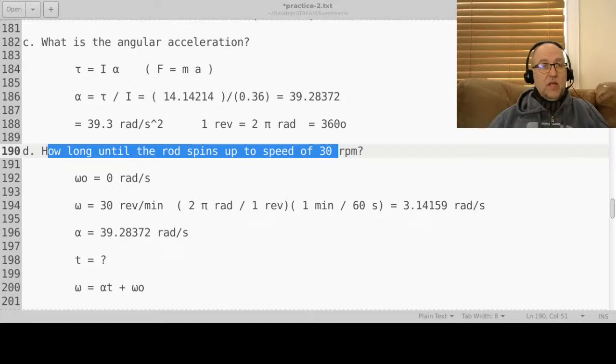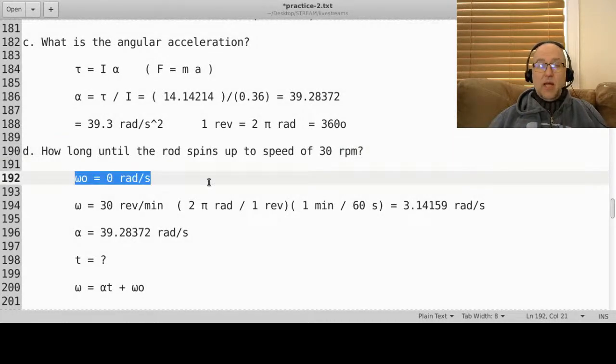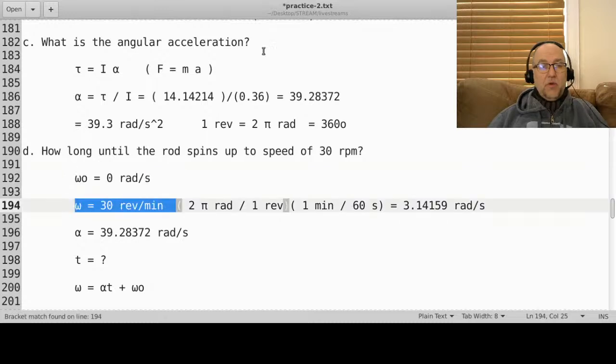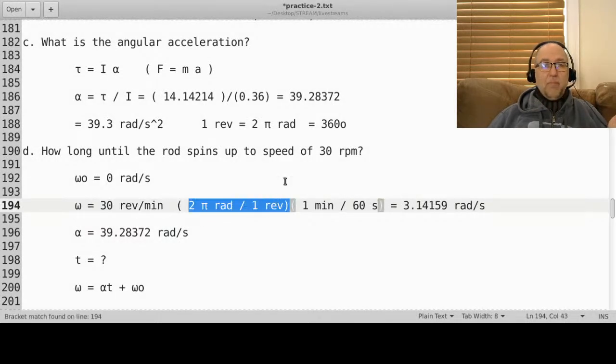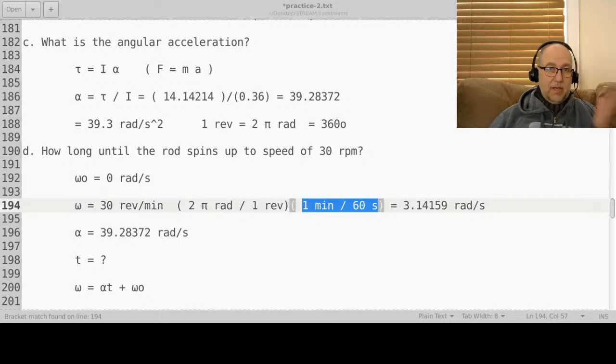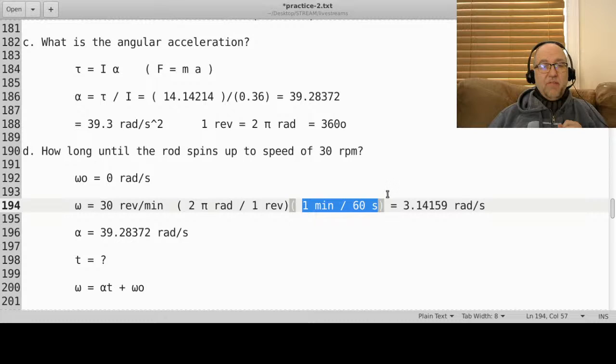Well, it starts at rest, so the initial angular velocity is 0. It spins up to 30 revolutions per minute. But we have to convert that to radians per second. To get rid of the revolutions, you multiply by 2 pi radians divided by 1 revolution. That eliminates revolutions and gives you 2 pi radians, and to get rid of the minutes, you multiply by a minute over 60 seconds. That produces seconds and gives you a final velocity of 3.14 radians per second squared.